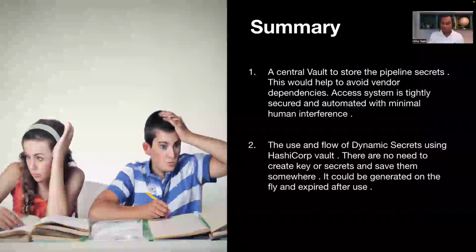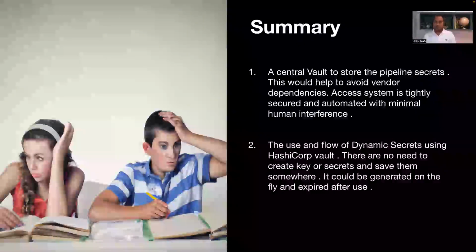Well, we are almost at the end of the session. Let's try to summarize it further. What we have learned. Number one, we have learned a central vault to store the pipeline secrets. This would help to avoid vendor dependencies. The access system is tightly secured and automated with minimal human interference. That means it is less possible to make errors.